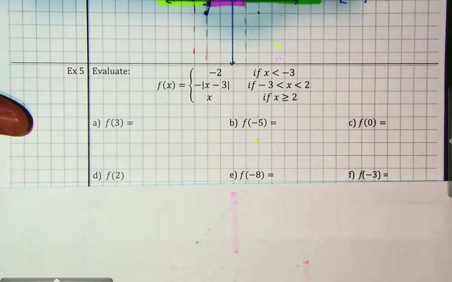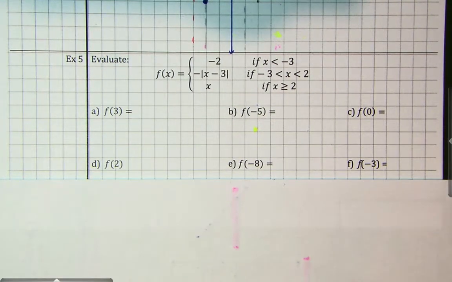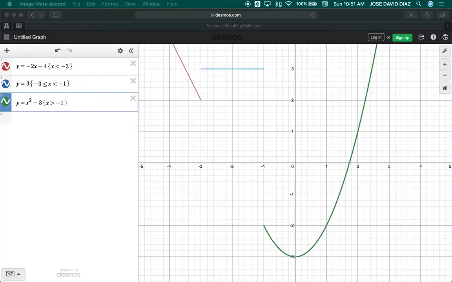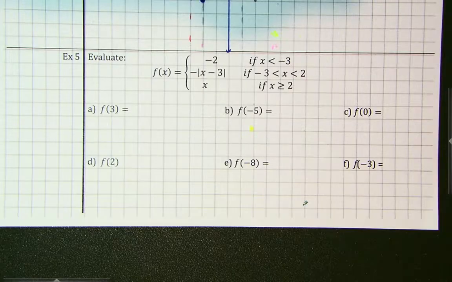Example number 5. Go ahead and write it down, see what you get, and then we can continue. Go and pause it.